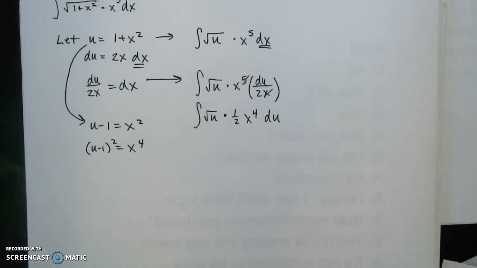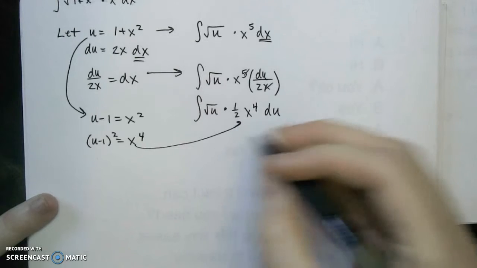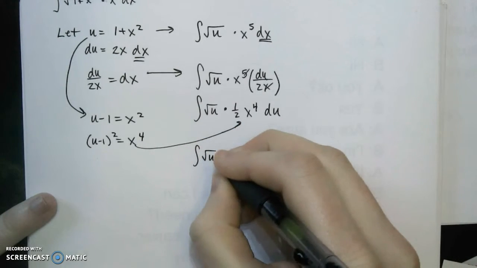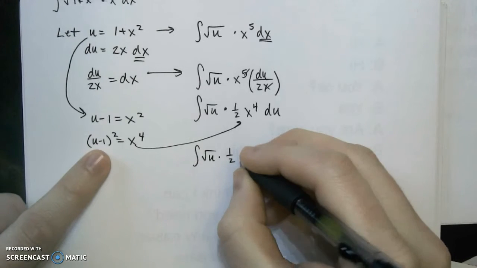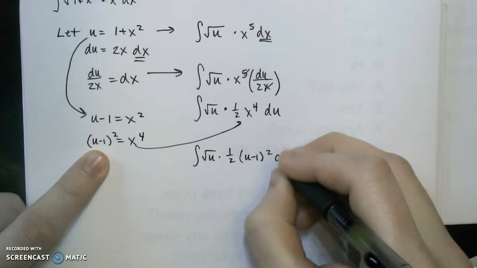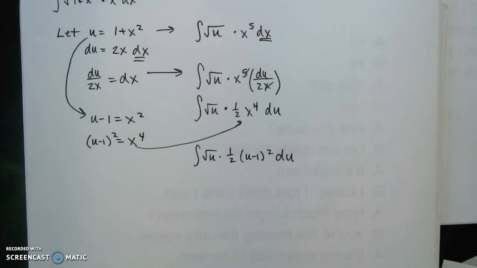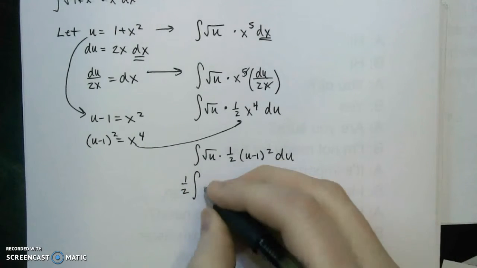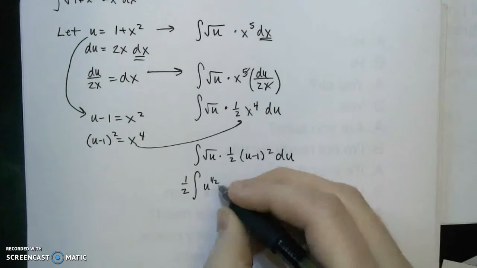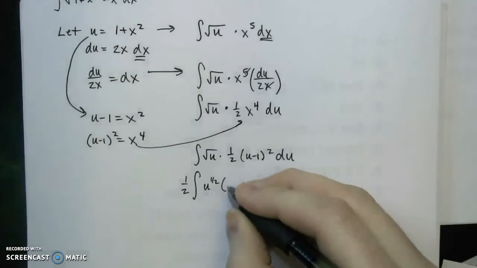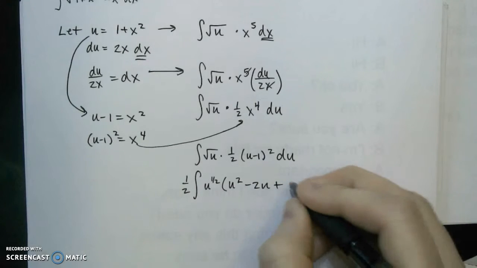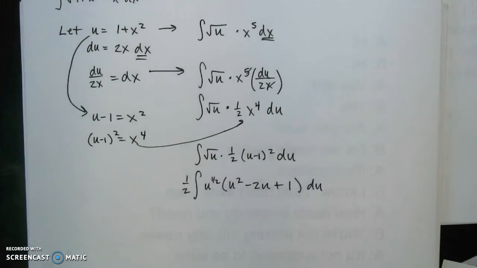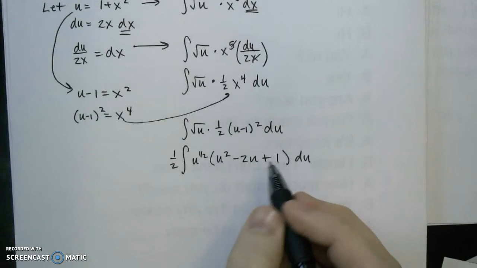And now I can substitute in my x to the fourth. And that's going to be u minus 1 squared, and then I've got du. So it doesn't look like I've simplified it very much, but this is going to be helpful. If I bring my 1/2 in front and get rid of that, and change this u to 1/2, and if I go ahead and square u minus 1, I can find the integration here if I FOIL like I did and distribute.